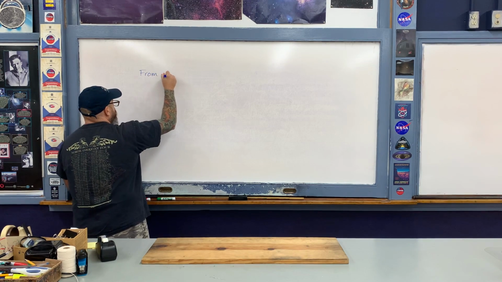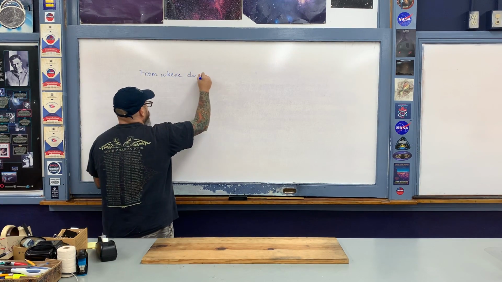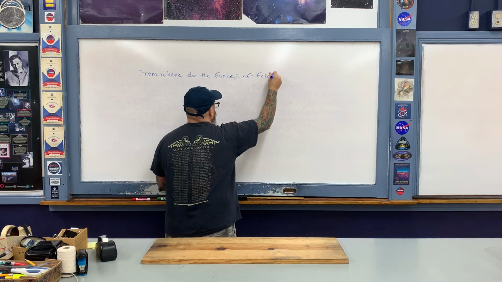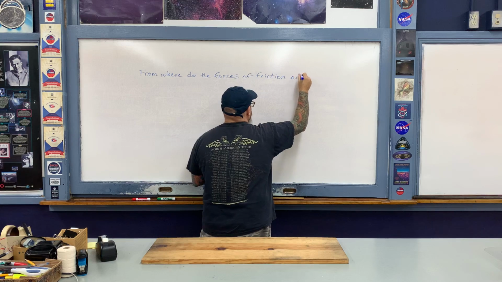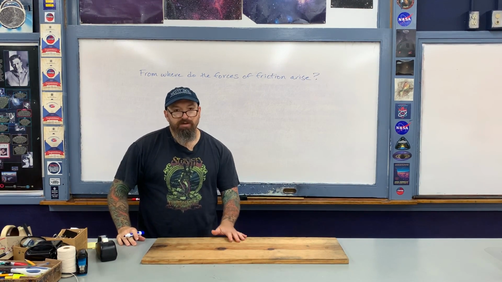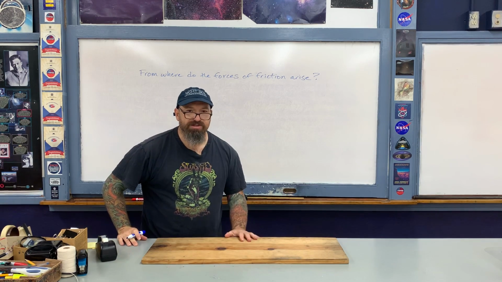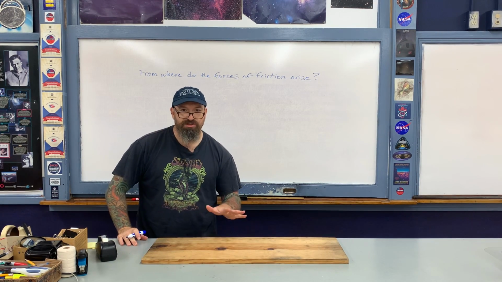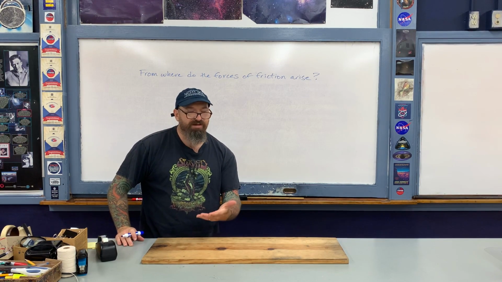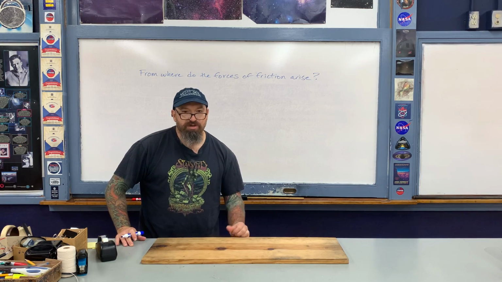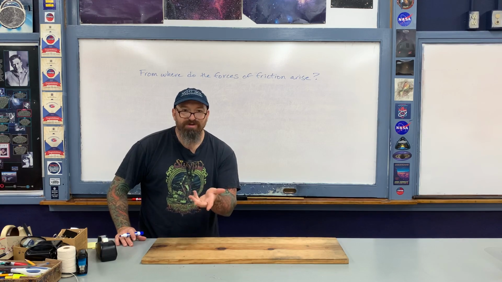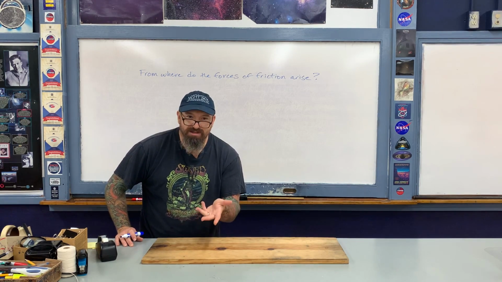Okay, so from where do the forces of friction arise? Well, let's say that you have two very finely polished surfaces. They feel very smooth to the touch. Let's say that you could somehow examine those surfaces by using a very powerful microscope. What you will find at the molecular level is that those surfaces are actually anything but smooth. They basically more or less look something like this.